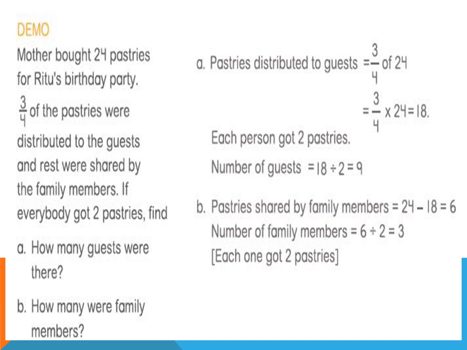Now pastries shared by family members will be 24 minus 18, because 18 were eaten by the guests, so the remaining will be eaten by the family members. So 24 minus 18 equal to 6. So 6 pastries were eaten by the family members. Now since each family member also ate 2 pastries, the number of family members is 6 divided by 2, equal to 3.